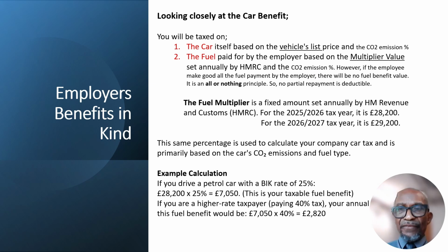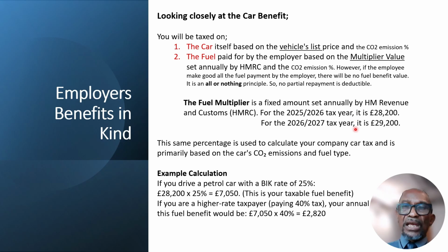Let's look at car benefit closely. As I said, you pay tax on the car itself, and where the employer provides you with fuel for the vehicle, you'll be taxed based on a multiplier which is annually provided by the Inland Revenue. This multiplier for the tax year 25-26 is 28,200. For 26-27, the multiplier is 29,200. So this is the multiplier.